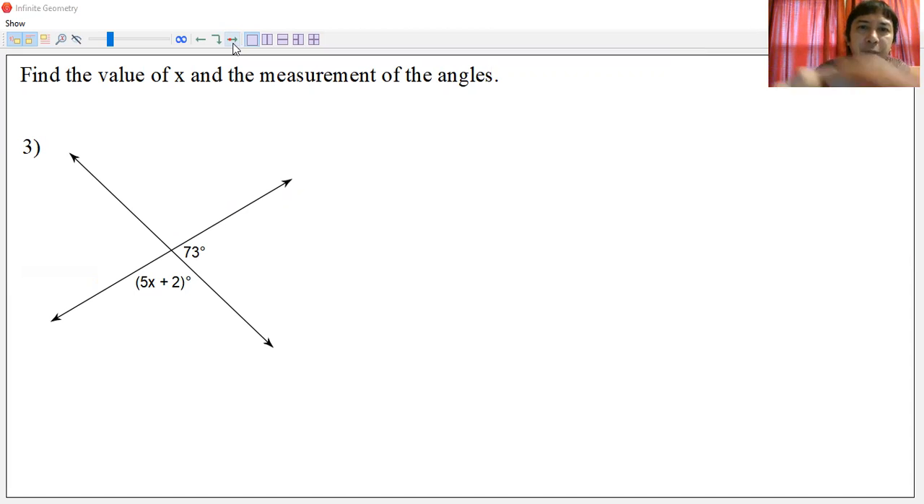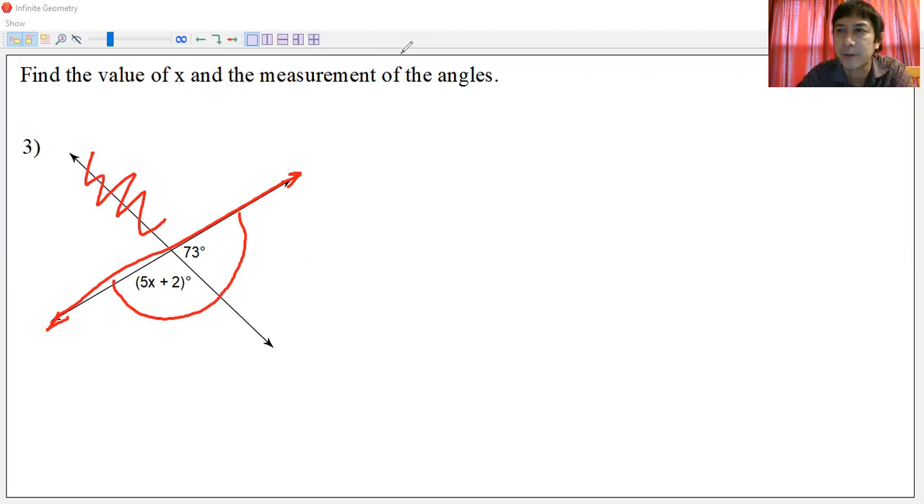This portion of the line is confusing, that part there. So you just have to ignore it and take note of this straight line there. This forms a linear pair, and the 2 angles are the 73 degrees and the 5x plus 2 angle. We shall set up our equation and solve for x, and then solve for the measurement of one of the angles. The other one is already given at 73.